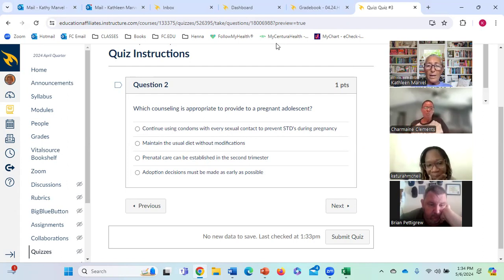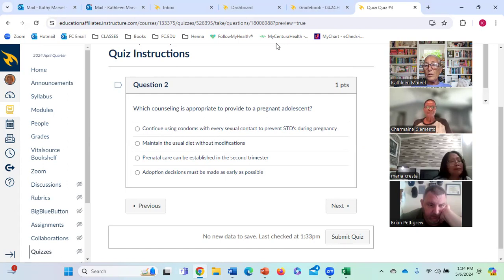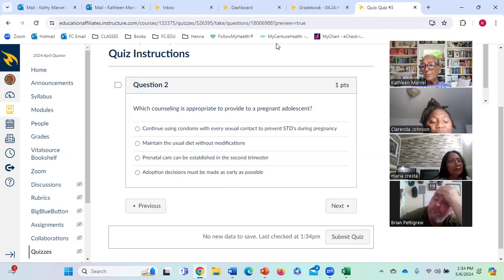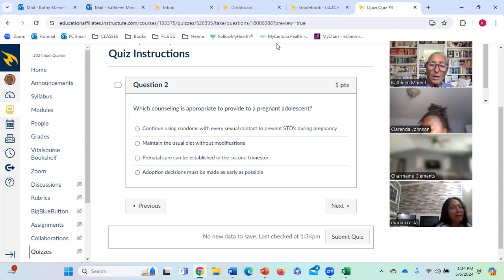And then, why is D wrong? Because maybe she doesn't want to put the baby up for adoption. That's one, what else? Because adoption can be discussed throughout the pregnancy. Exactly, there's no rush for that discussion, right? Good job, you guys, good job.